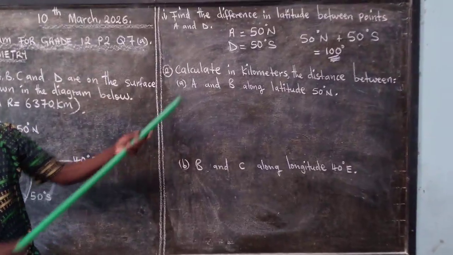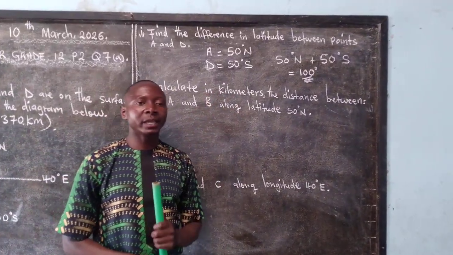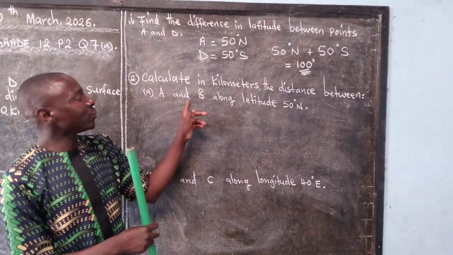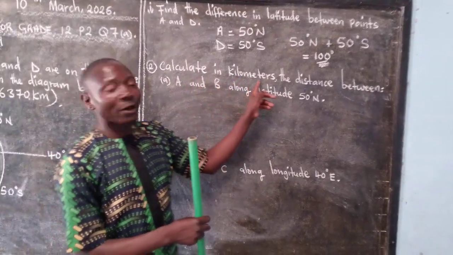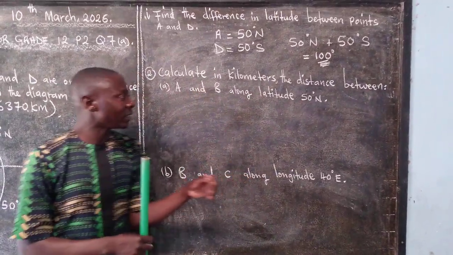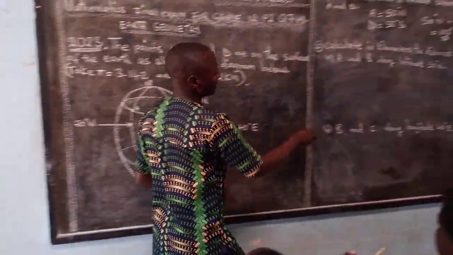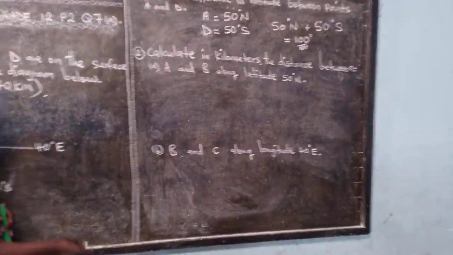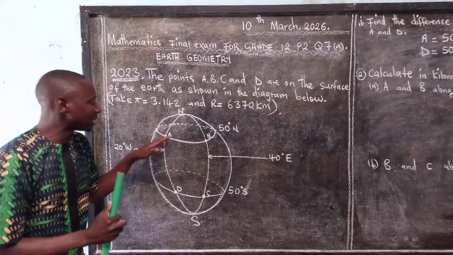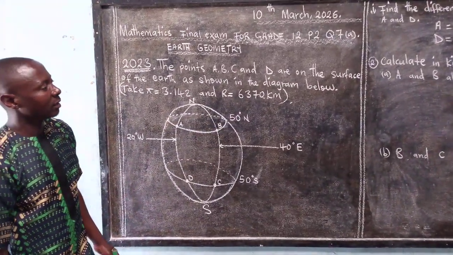That's the difference in latitude for question 1. Question 2 reads, calculate in kilometers the distance between A and B. Let's check. Where is A and B? Along latitude 50 degrees north. A and B are found in one latitude, and the degree is 50 degrees north.